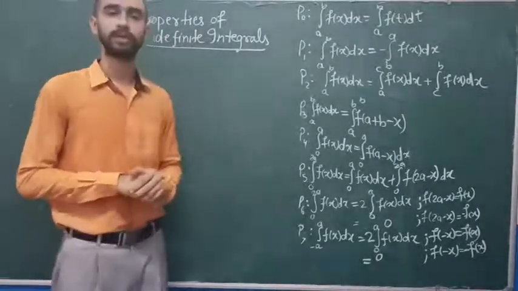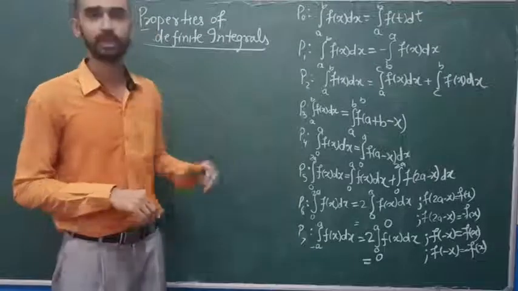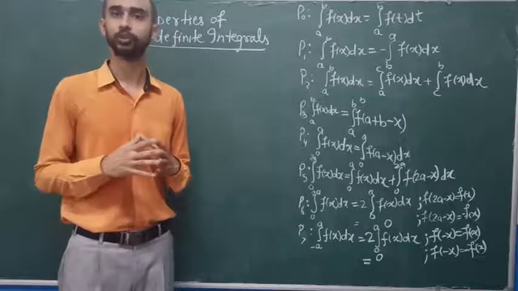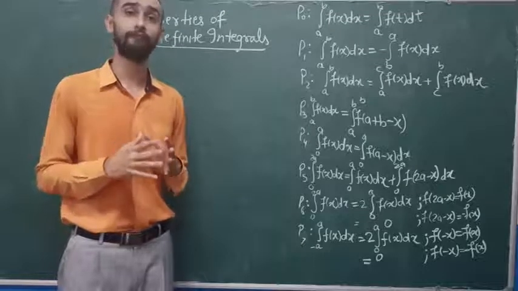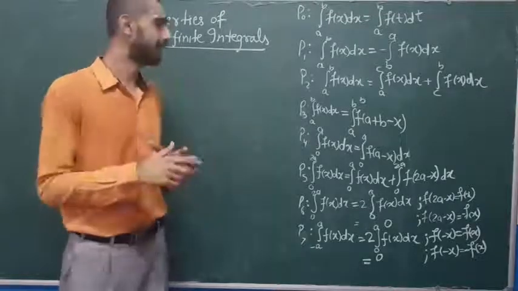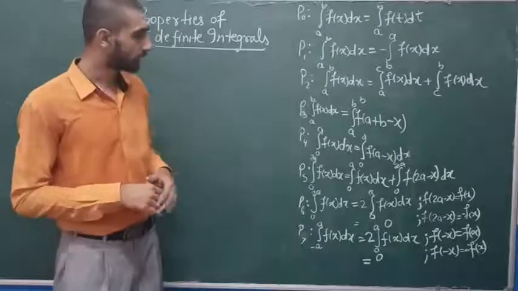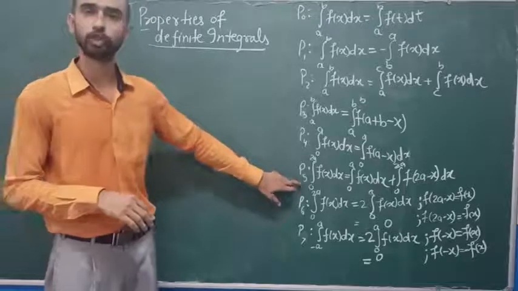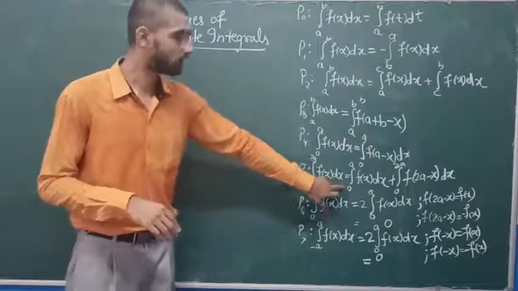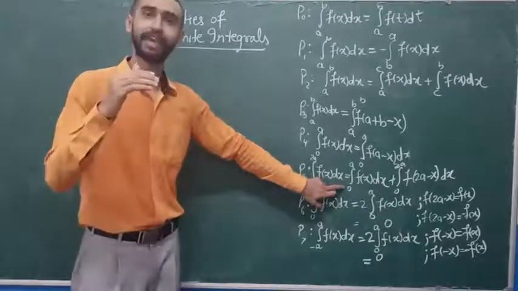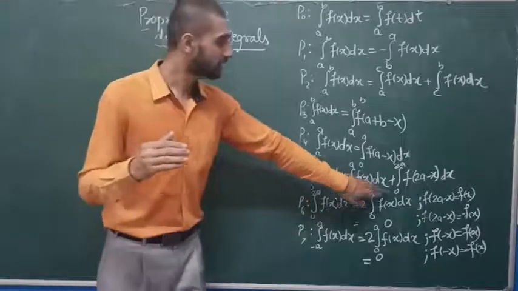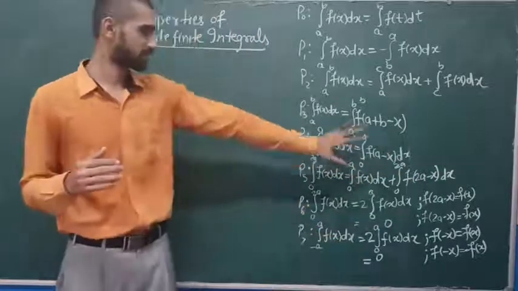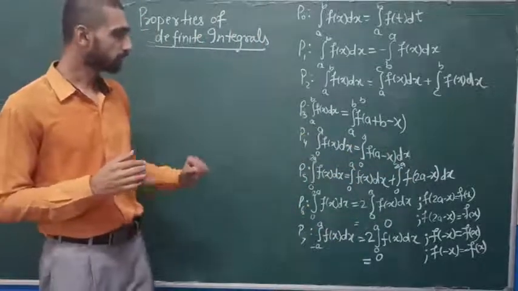Then move to the next property. This is a special case of P3. It says integral of 0 to A fx dx equals integral 0 to A f(A minus x) dx. Then the next property is P5. It says integral of 0 to 2A fx dx equals integral 0 to A fx dx plus integral 0 to A f(2A minus x) dx.